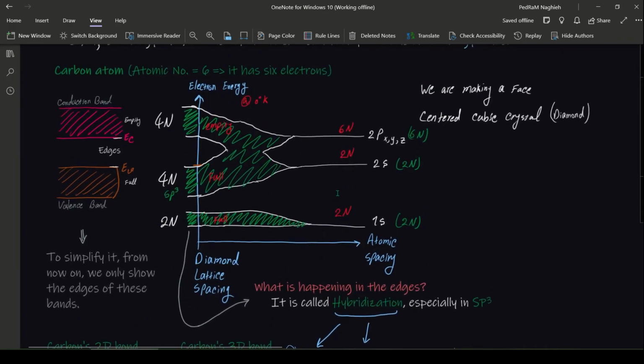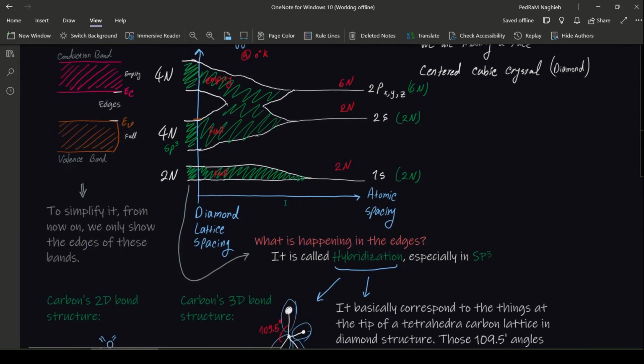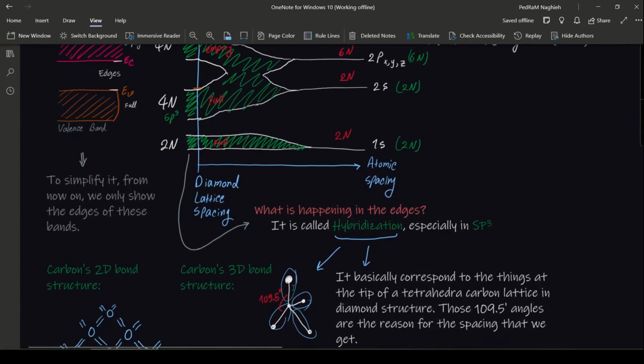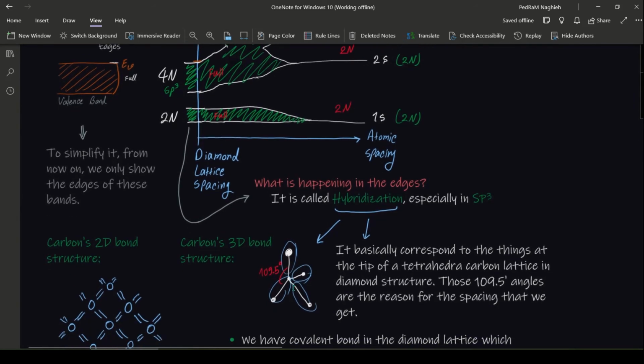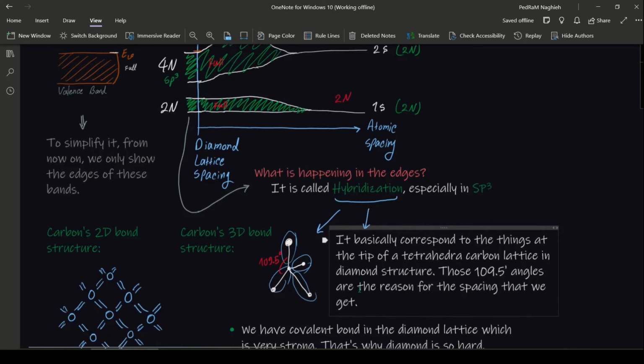So what is this? We have 3 layers here, but suddenly these two get merged. It is actually called hybridization, especially sp3, which is here. It happens because of the carbon atom. It has 109.5 degree angles between the bonds as a spacing that we get.